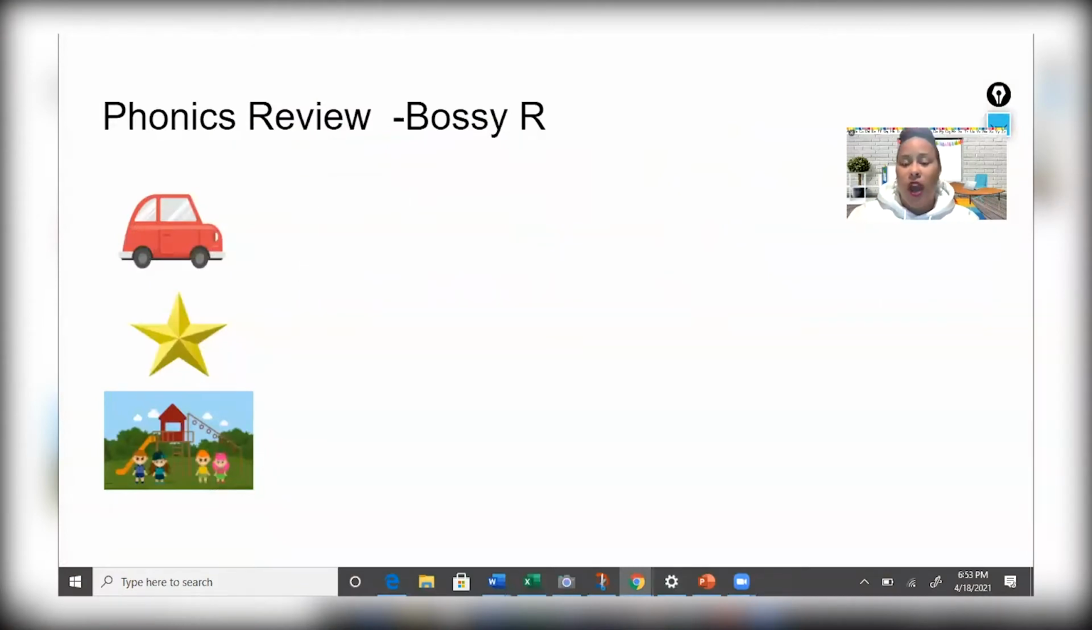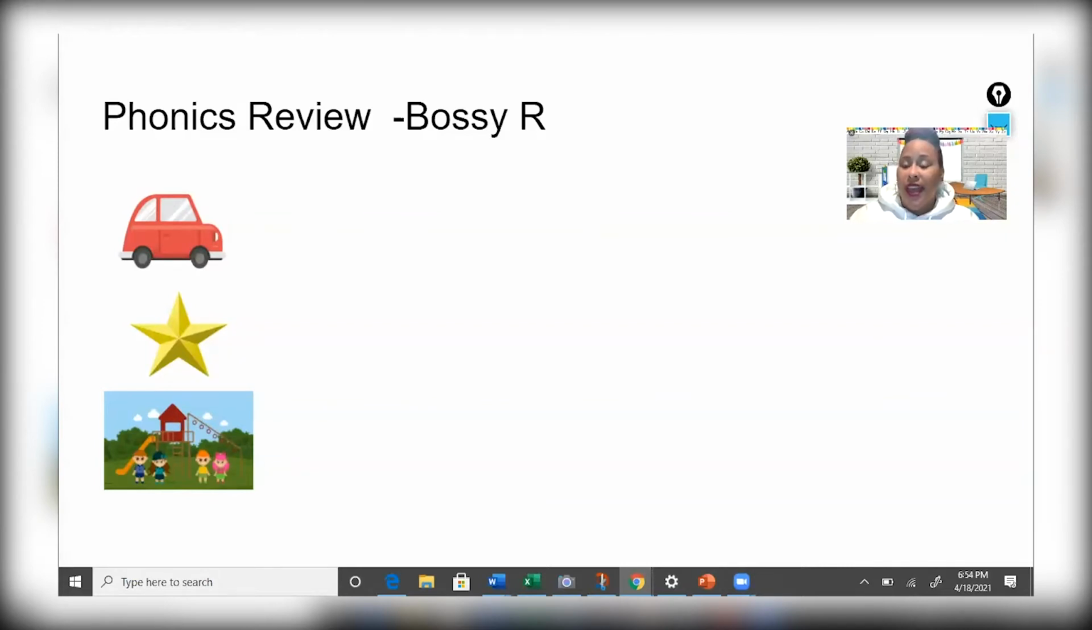We're going to start with our review. Our phonics review for today is bossy R. We have been talking about bossy R and how when R gets together with some of our vowels, it changes the sound. Today, we're going to be focusing on bossy R with the vowel sound A, R. We're going to be talking about how when A and R get together, the sound changes.